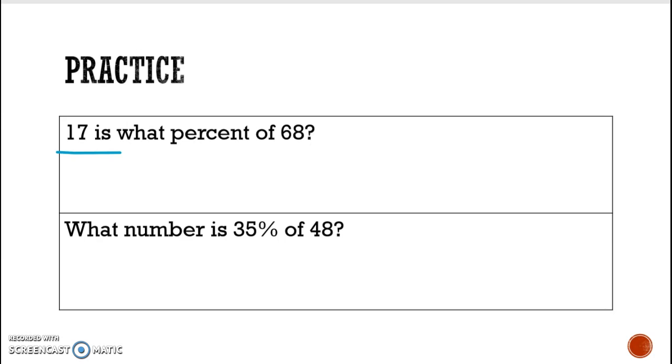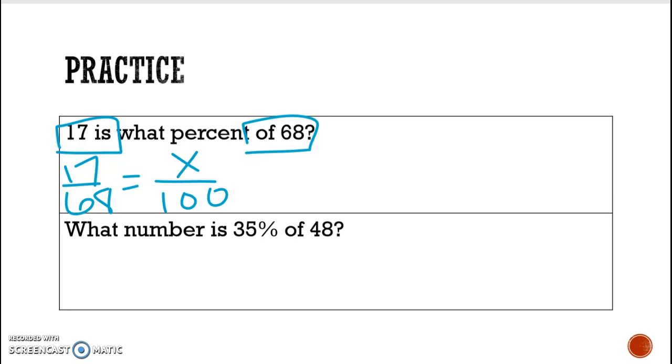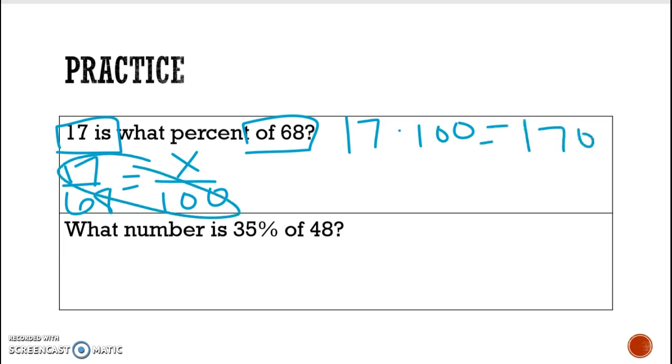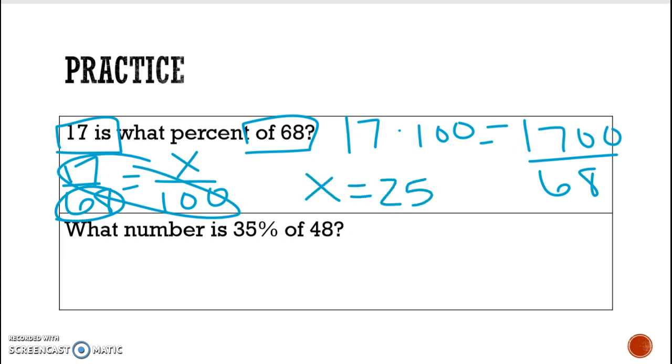Let's do them together. 17 is what percent of 68? So 17, of 68, 100 never changes, X goes there. So 17 times 100 first, because those two are diagonal from each other. So that gives me an answer of 1700. I'm going to divide by 68. So 1700 divided by 68 gives me an answer of 25. And the X was in the percent spot, so my answer is going to be 25%.